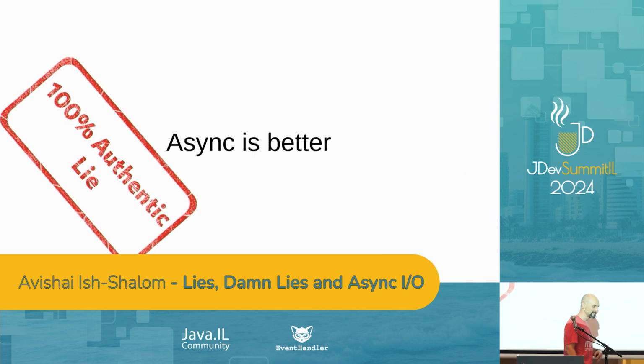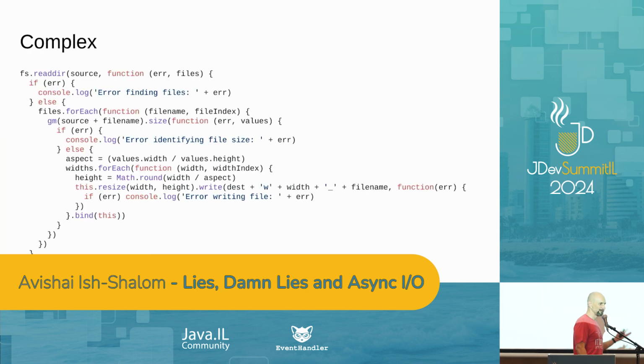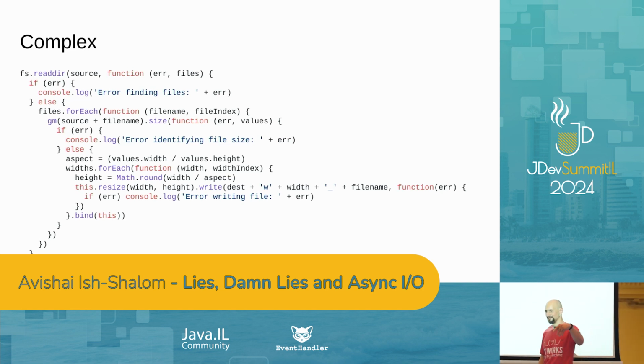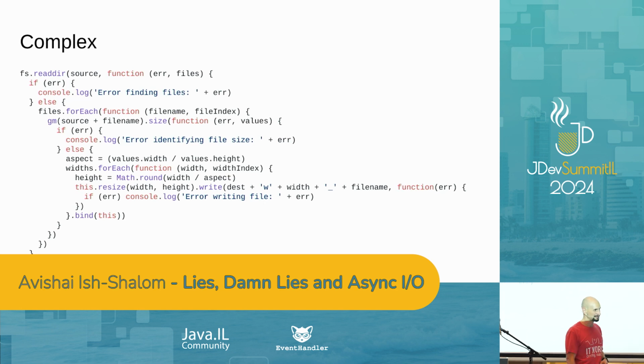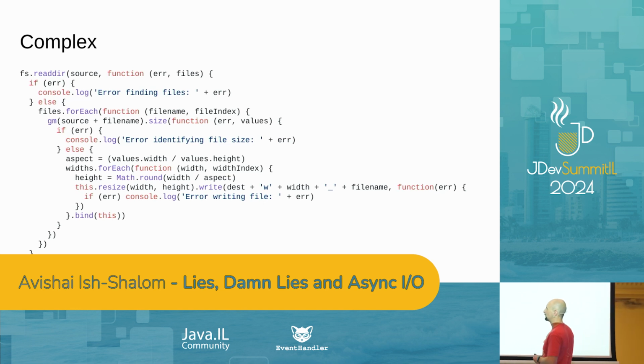So let's move on to another lie. Async is better. And again, this is a lie, and the reason why it's a lie is very simple. What is better? Better is very contextual, right? So this is asynchronous code. This is what it looks like. This is from Node.js. I hate it with a vengeance. There's a JavaScript conference in the same place a few months from now. You can come and hear me rant about JavaScript if you really want. But just look at this mess. Who wants to program like this?